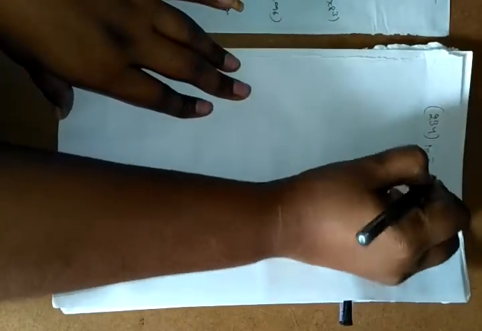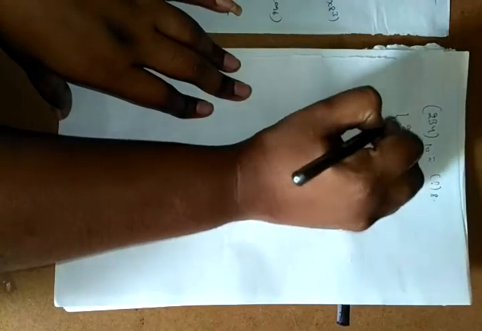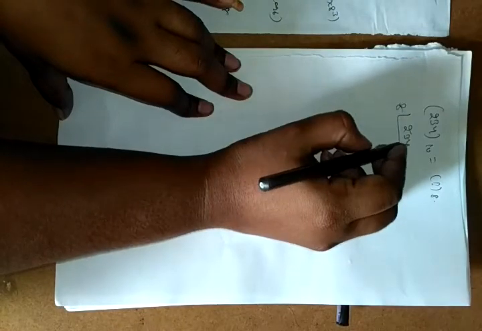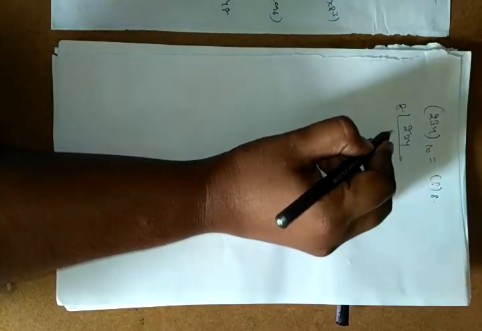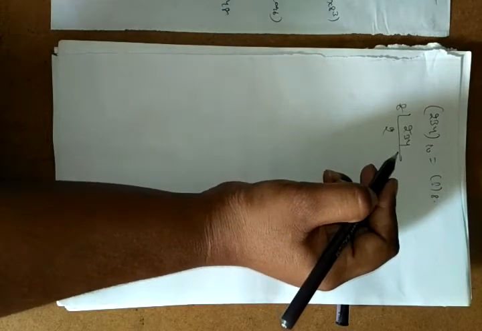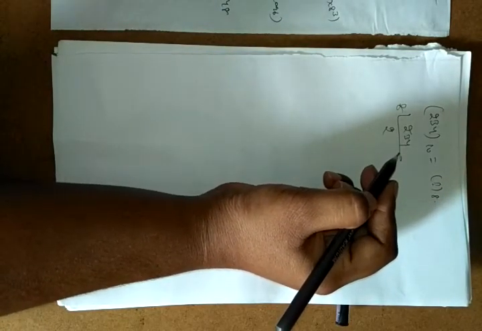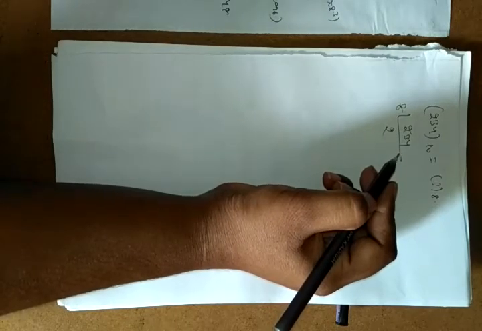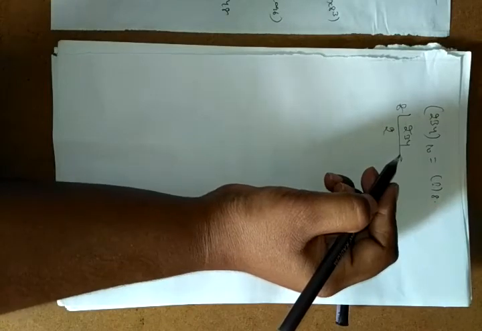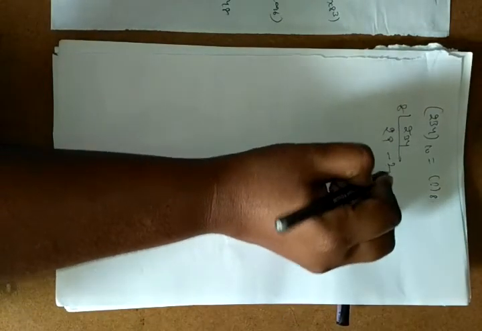Base 10 equals how much in base 8? Here I will take a simple example: 234. 8 threes are 24, but here we don't write that. So 8 twos are 16, and we have 74. 8 nines are 72, so here we'll get 2.